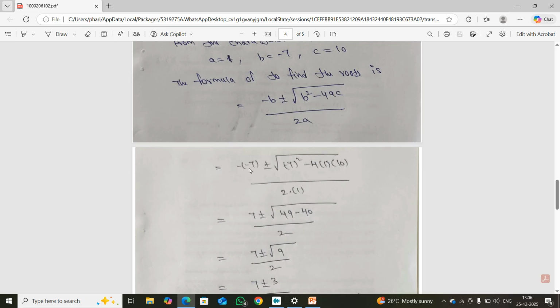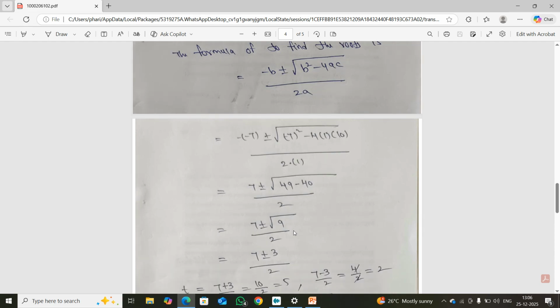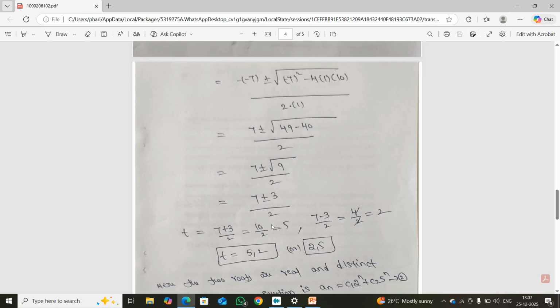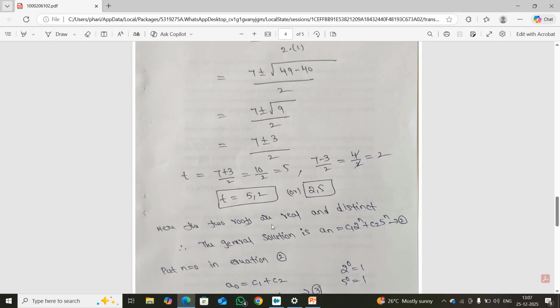Minus b plus or minus square root of b square minus 4ac, that means b square, 7 square, equal to 49 minus 4 into 10, equal to 40. 49 minus 40 by 2 into 1, 2. That is equal to 7 plus or minus square root of 49 minus 40, root 9, by 2. Root 9 equal to 3. That is equal to 7 plus or minus 3 by 2.